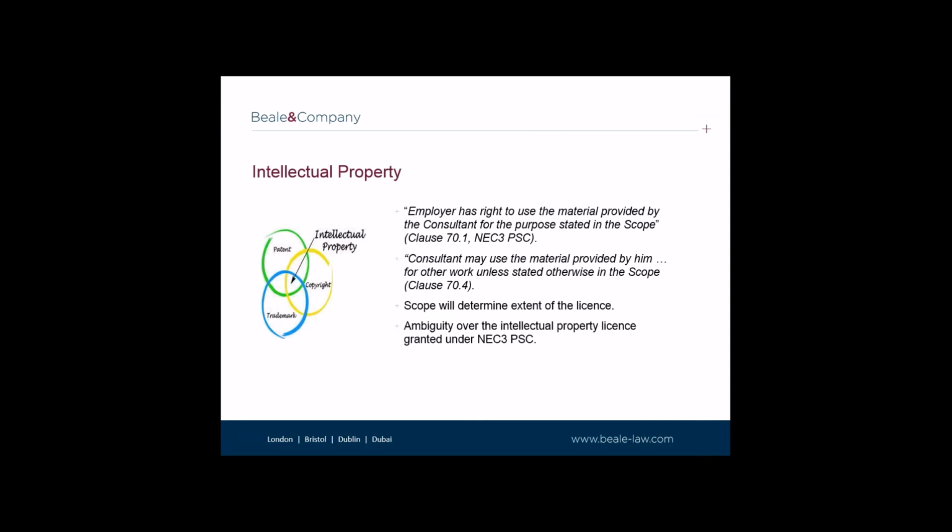Also, what is meant by the use of the phrase material? You will all be aware that usually the definition of intellectual property rights is widely defined in the definitions of an appointment to avoid any ambiguity. So we generally advise that it's essential, in order to avoid any ambiguity, that the purpose for which the employer can use the material or IPR is stated in the scope. Even better, clause 70 should be amended such that it is a more typical intellectual property license.